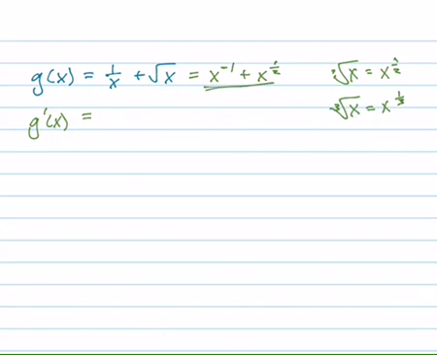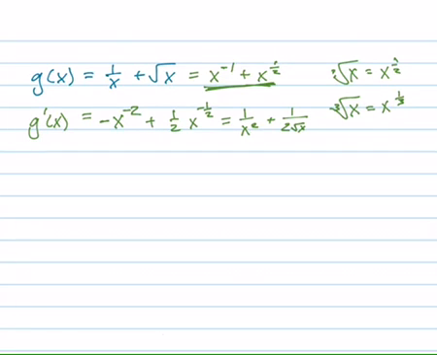So now that I know that, I go straight to the power rule here. The negative 1 comes down to the front, you subtract 1, plus the 1/2 comes down to the front, and you subtract 1. So it would be negative 1/2. Now, you can simplify this. This would simplify into negative 1 over x squared plus 1 over 2 root x. You could simplify that.